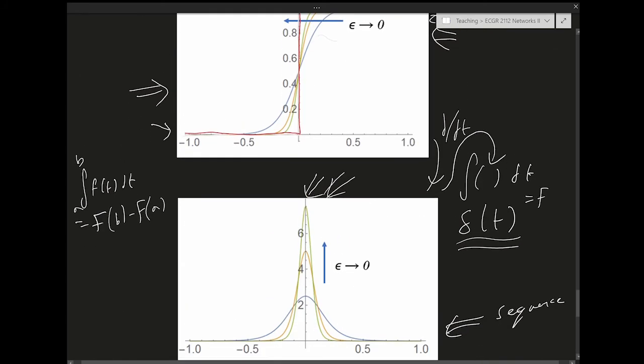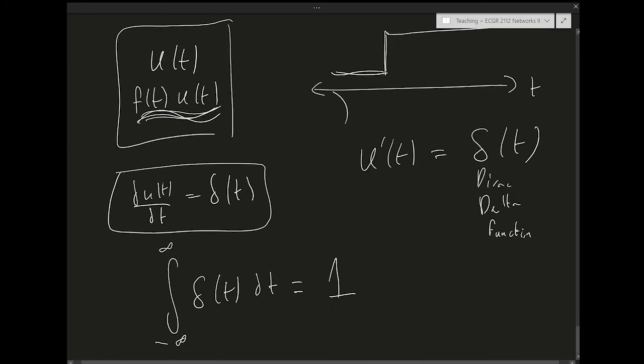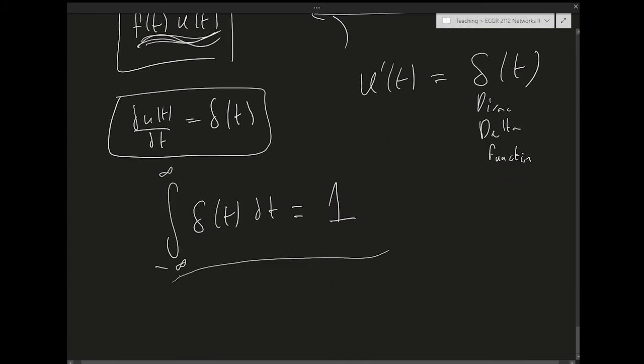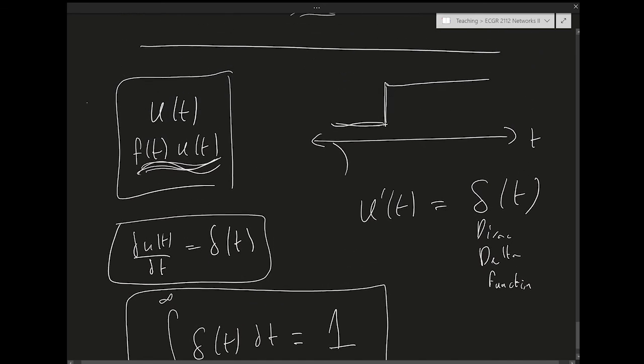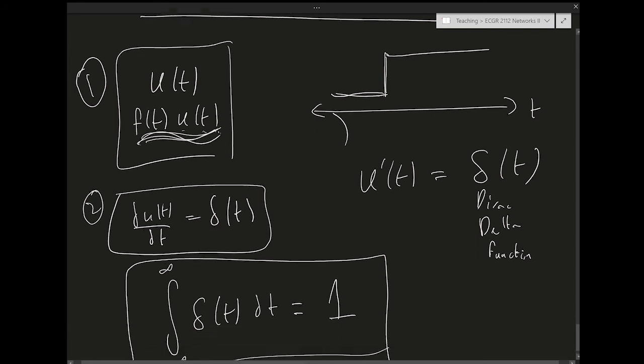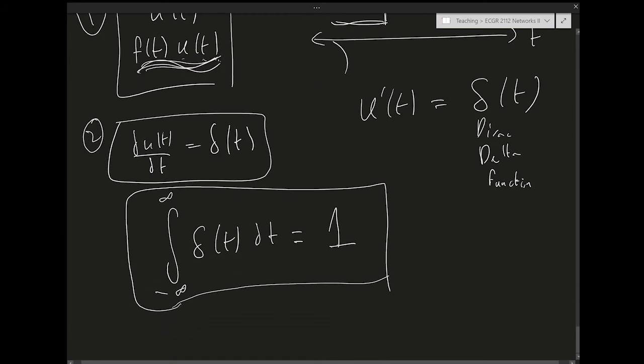Again, this is by taking the differentiation of those continuous approximations of u of t, noting the area under them remains constant, does not change, and the limit approaches delta t. So we have this basic property. This is fact 1: we're only going to consider functions that are multiplied by u of t or delta of t. Fact 2: du of t by dt is delta t. Differentiating the step function gives us the delta function. Fact 3: integrating the delta function from minus infinity to infinity gives us 1.